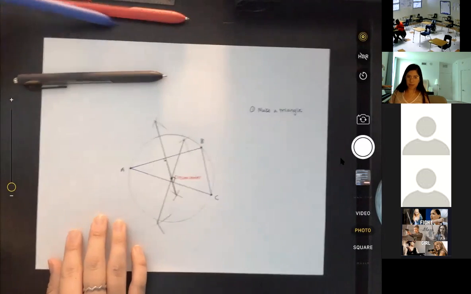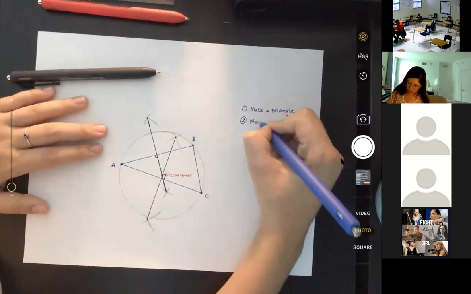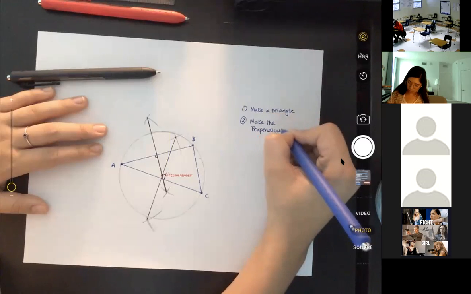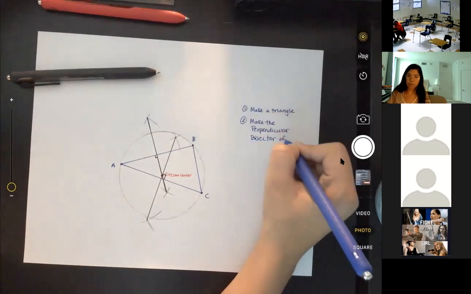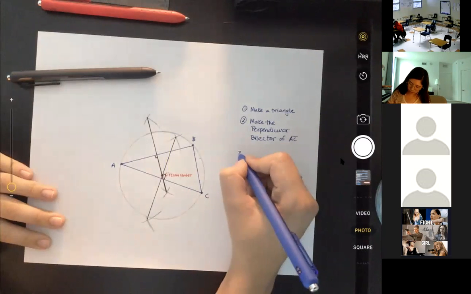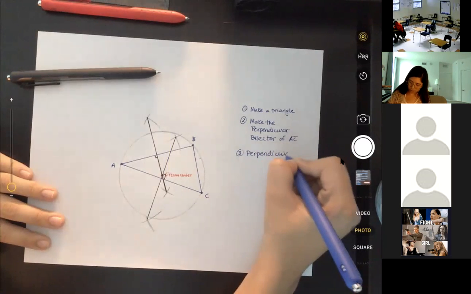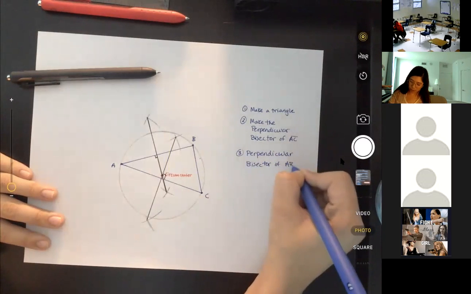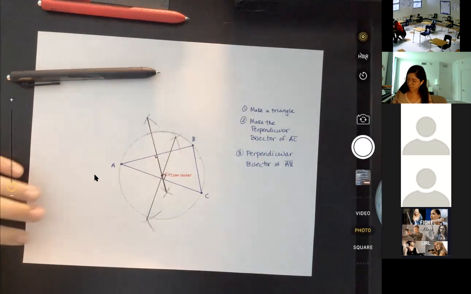Let me rewrite all the steps. Step 1 was make a triangle. Step 2 was make the perpendicular bisector of AC. That was the first one. Then I made the perpendicular bisector of AB. And I could have done BC, but no matter what, it still works. It will always make a circle.